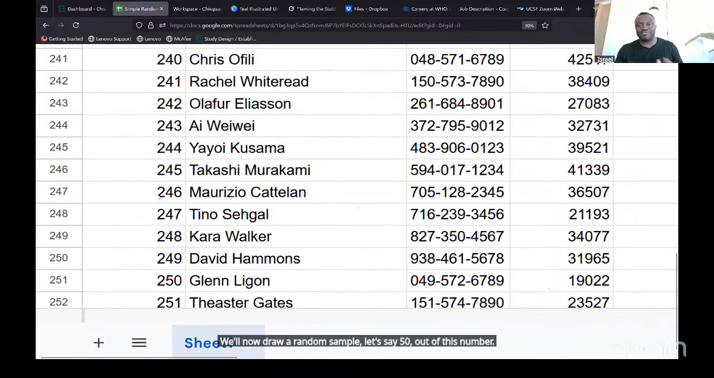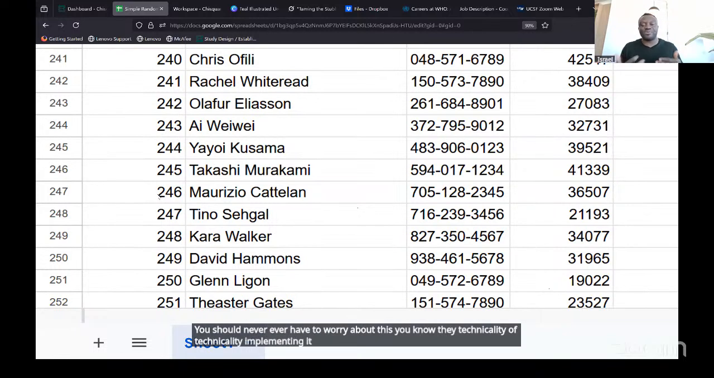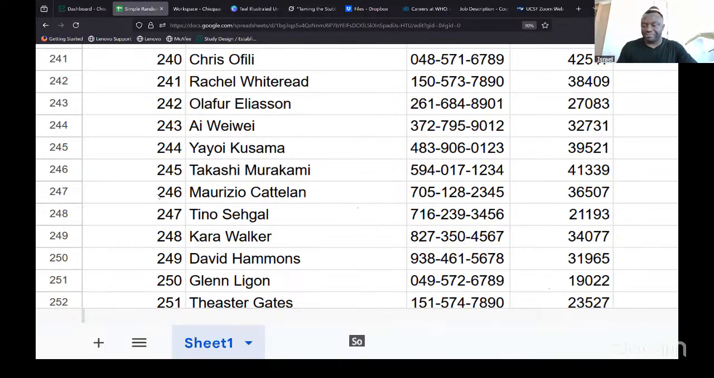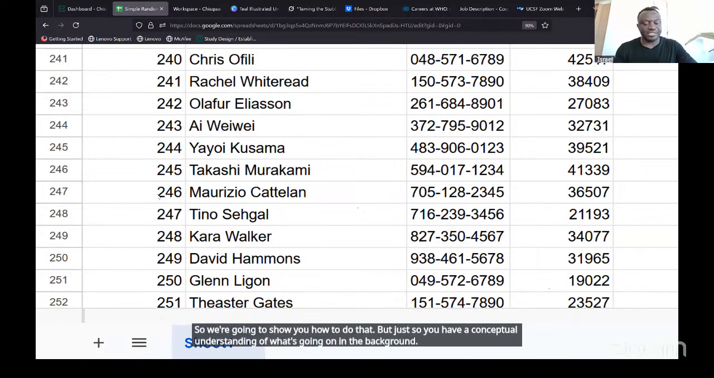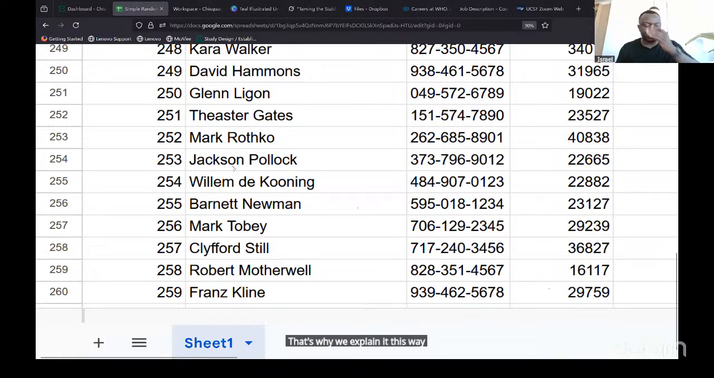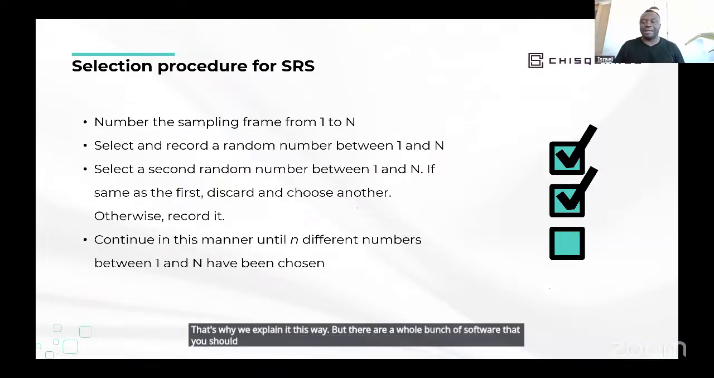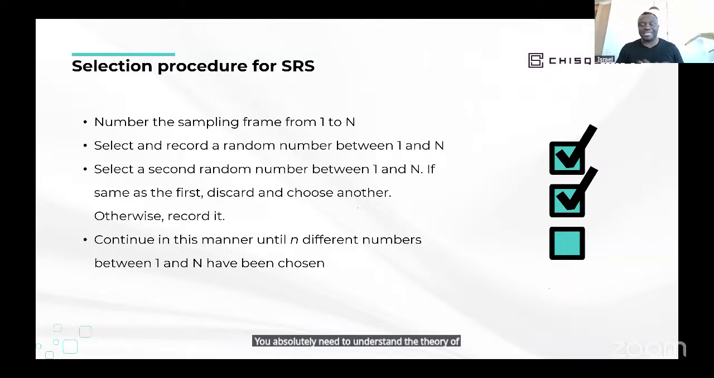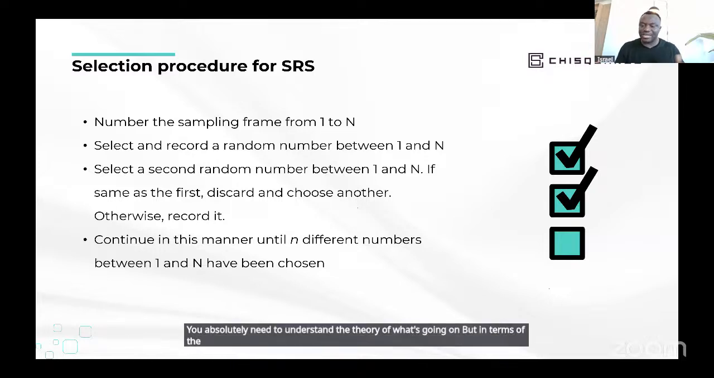You should never, ever have to worry about the technicality of implementing it, because this is why we have technology, so that you don't have to do the grunt work yourself. We're going to show you how to do that, but just so you have a conceptual understanding of what's going on in the background, that's why we explain it this way. There is a whole bunch of software that you should rely on for sampling. You absolutely need to understand the theory of what's going on, but in terms of the hands-on part, you don't have to do that manually. In fact, doing it manually is discouraged because it gives room for error, right?